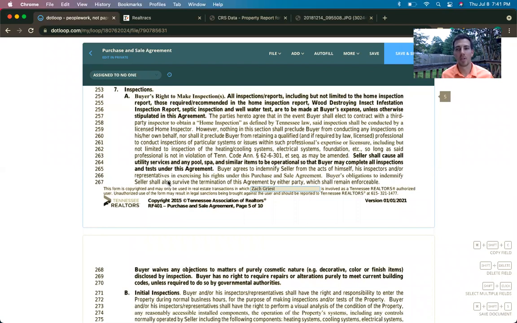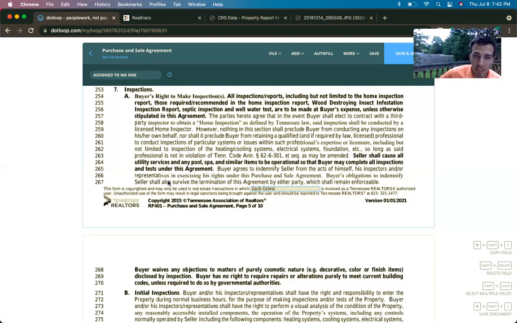Okay, almost done. Inspections. Okay, buyer's right to make inspections. I'm going to go a little bit line by line because it's very important, and I don't want you guys to get in legal trouble or your buyers misunderstand anything.